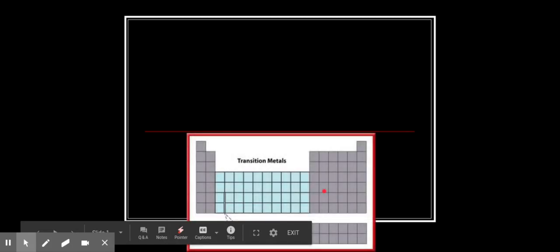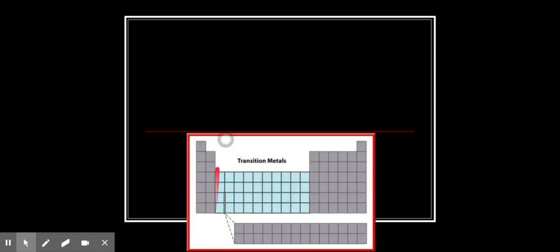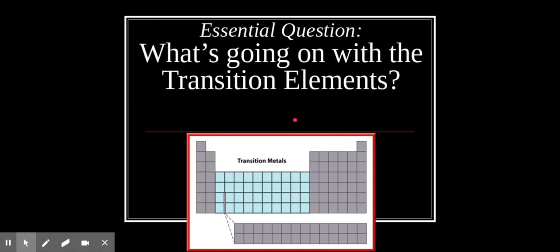Now, just as a reminder, in the last couple weeks, we have spent a lot of time looking at this left side of the column and this right side of the column. Those are what we called the representative elements, which were the groups or families we talked about last week. However, we have skipped over this entire middle section and bottom section, so that's what we're going to be looking at today. Which leads us to our essential question: what's going on with the transition elements?